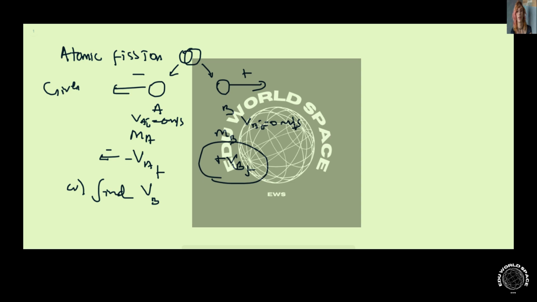So we want to find the final velocity of B in the first part, and then in the second part, we want to prove that the kinetic energy of A and kinetic energy of B have the ratio MB over MA. There are no losses of energy.